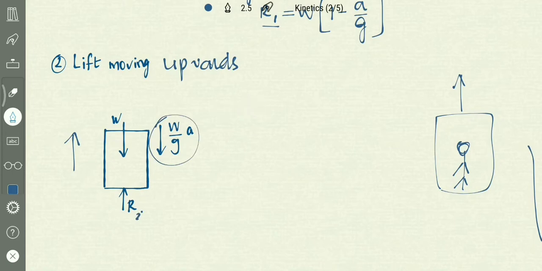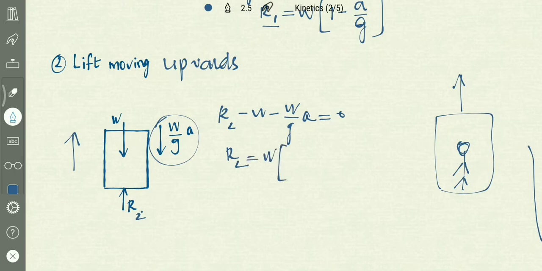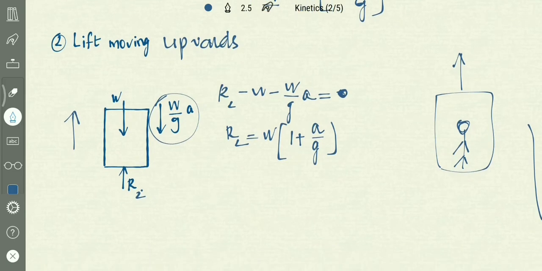Here let us say the reaction is R2. If we balance these forces, with upward forces as positive, R2 is positive, W is negative, and the inertia force W by g into a is negative, and the sum is equal to 0. Then R2 is equal to W into (1 plus a by g). This is the reaction by the lift surface on the person.